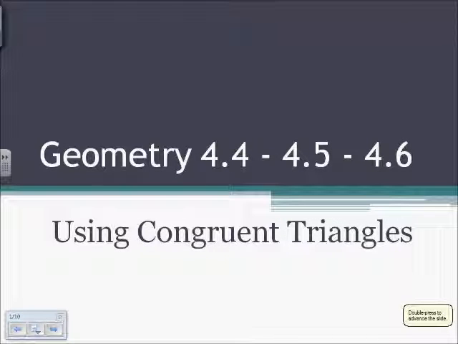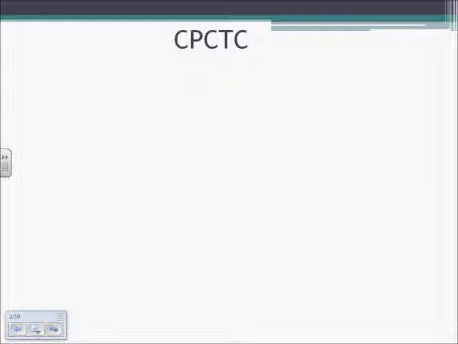Hello, welcome again. Today we're going to talk about geometry sections 4-4, 4-5, 4-6, kind of a combination of all of the sections there from our text, but the biggest thing is talking about using congruent triangles and then proving things with that. So again, a combination of all those topics.